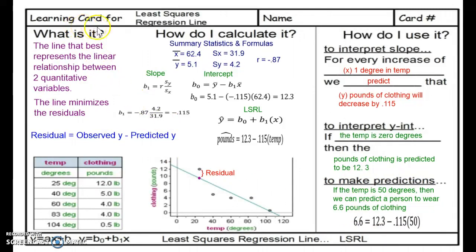So going over everything, what is it? The line of best fit represents the linear relationship between two quantitative variables. How do I calculate it? Well, with summary statistics and the formulas, I calculate it like this. How do I write it? That's right here. This is the way that it would look. And then how do I use it? I can interpret the slope, interpret the y-intercept, and then make predictions.